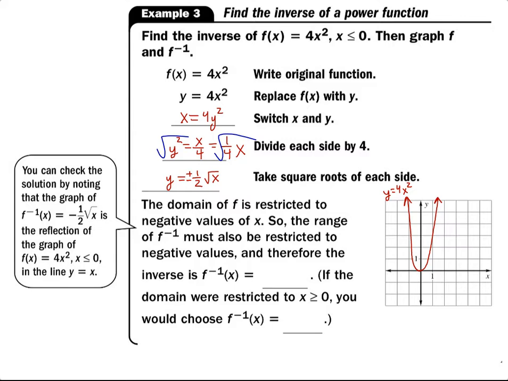But if you look back at the original function, they say x is less than or equal to 0. And so that means you don't care about the right half of the parabola. It's only the part where x is less than or equal to 0. Now, here's the magic trick.